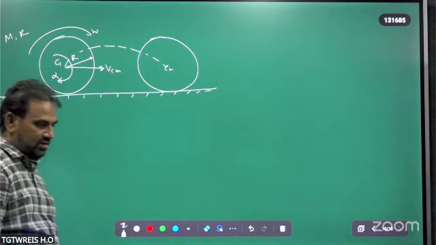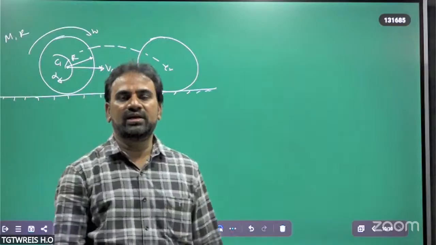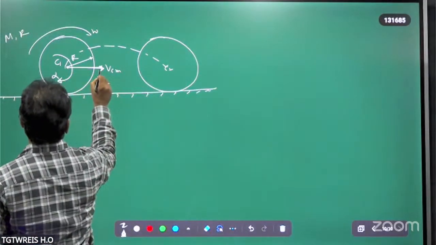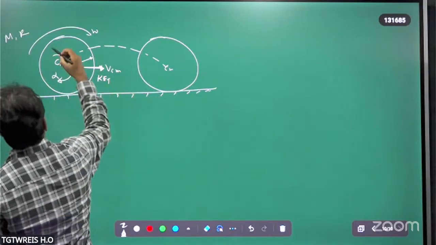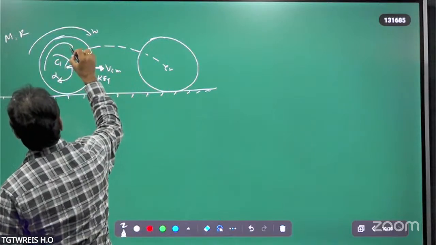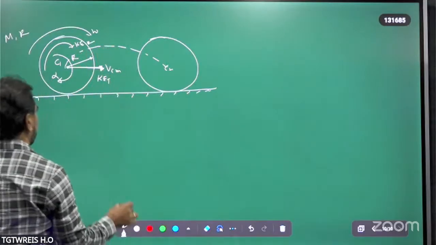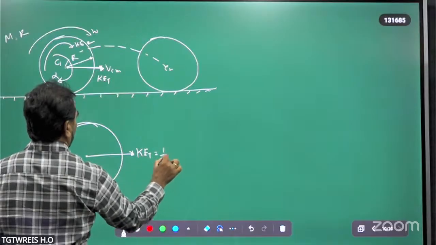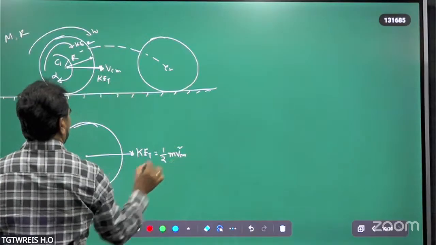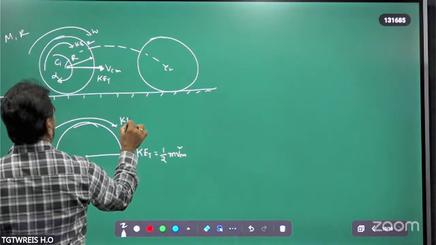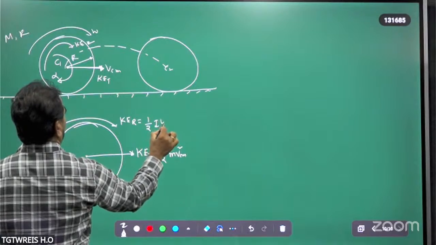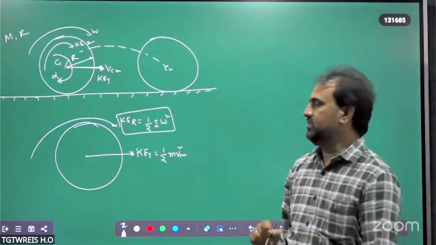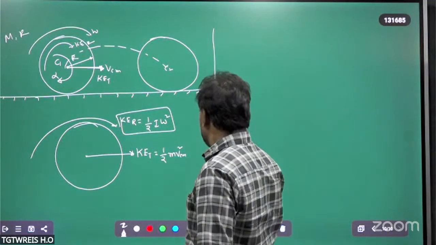How many energies are acting on the disk? Two types of energies. First one is translational kinetic energy, KET, equal to half m VCM square. Second one is rotational kinetic energy, KER, equal to half I omega square. So these two types of energies act on the disk while it is rolling on a horizontal surface. Therefore, what is the total energy of the disk?